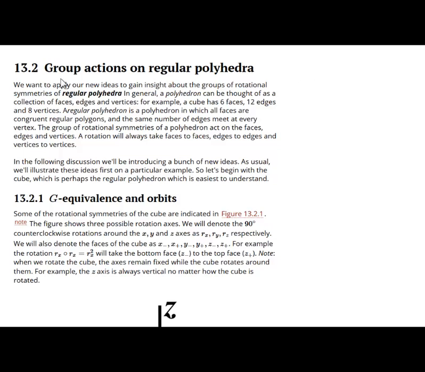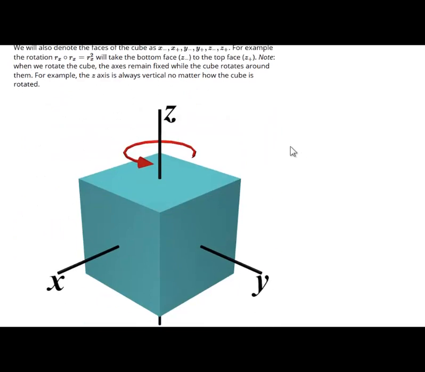So as I mentioned, we're going to apply this idea of group action specifically to regular polyhedra. Right. Now, a polyhedron can be thought of as a collection of faces, edges, and vertices. Think of a cube, for example. You go down here and see the picture.